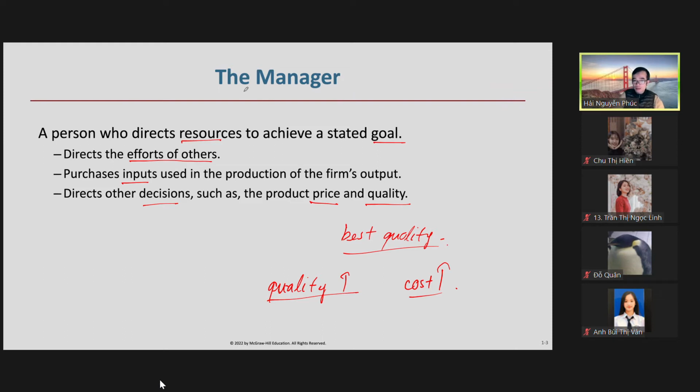And the other point I want to remind you is that when talking about the manager of the firms, you have to distinguish the manager from the owner. They are different concepts. Sometimes the owner of the firms might be the manager of the firms, but not in all cases. And the life of the owner is often separated from the life of a firm.